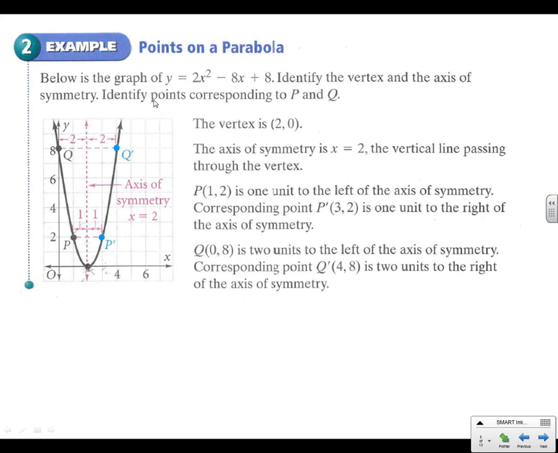So here we go, example 2. We've got this equation graphed here. It's already graphed for us. Identify the vertex and the axis of symmetry, and then identify points corresponding to P and Q.